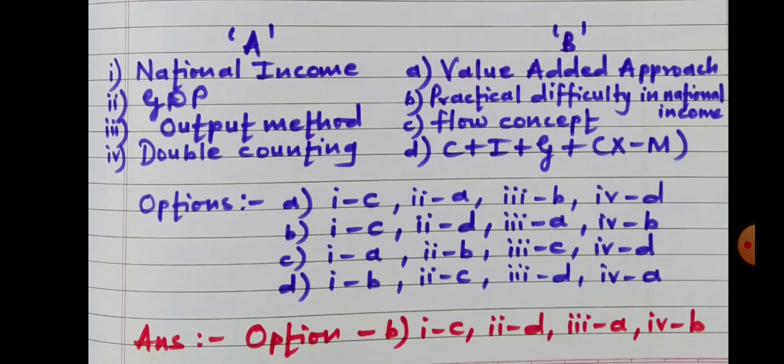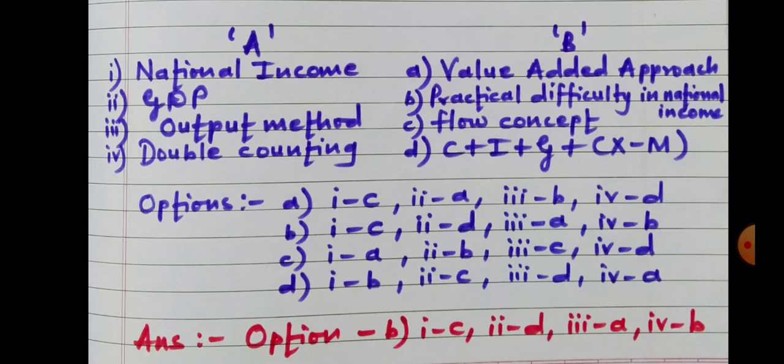Here again two columns are given. In the first column, that is column A, they have given number 1 national income, number 2 GDP, number 3 output method, number 4 double counting. And in column B they have given A, value added approach; B, practical difficulty in national income; C, flow concept; D, C plus I plus G plus X minus M. And here four options they have given, A, B, C, D. You have to choose any one option, that is your answer.